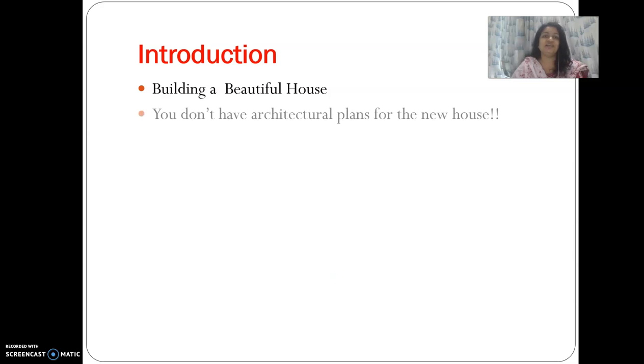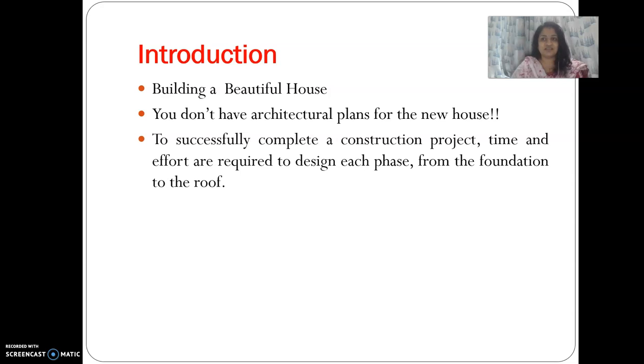But now, what's the thing? You don't have an architecture plan for the new house. Now what? So, here comes the importance of an architecture plan for building a new house. Without that, you can't build a beautiful house. To successfully complete a construction project, time and effort are required to design each phase from the foundation to the roof. I cannot go further if my plan is not at the micro level. I need to do the planning at the micro level. Only then can I build a beautiful house.